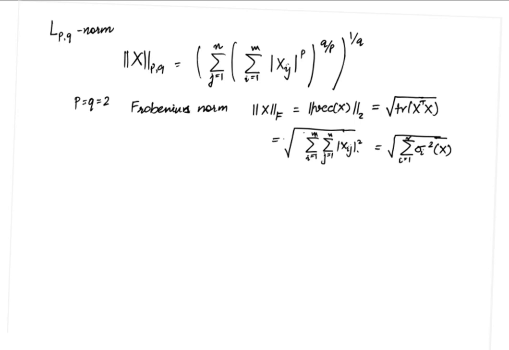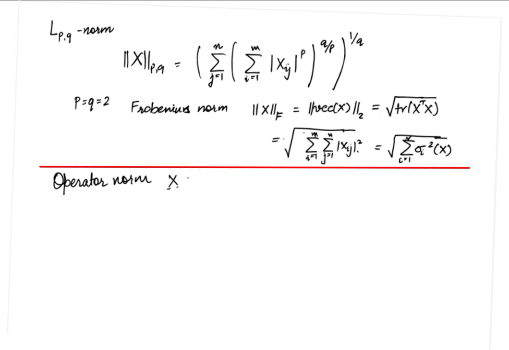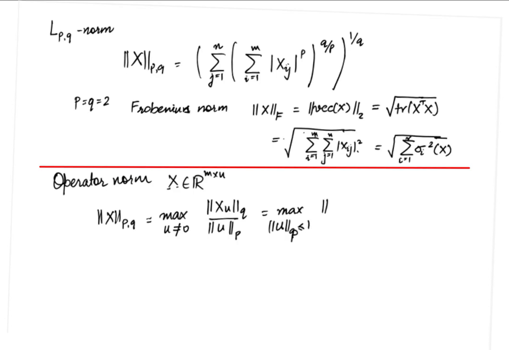of their entries. In case you are seeing these norms for the first time, do not worry too much at this stage. We will actually go through the properties of some of them later in the course. Another commonly used matrix norm is the operator norm, again denoted by X subscript PQ. The operator norm is given by the maximum over all non-zero U of the LQ norm of X times U divided by the LP norm of U. An equivalent definition is the maximum over all U with unit LP norm of the LQ norm of X times U. The operator norm is also called the induced norm.